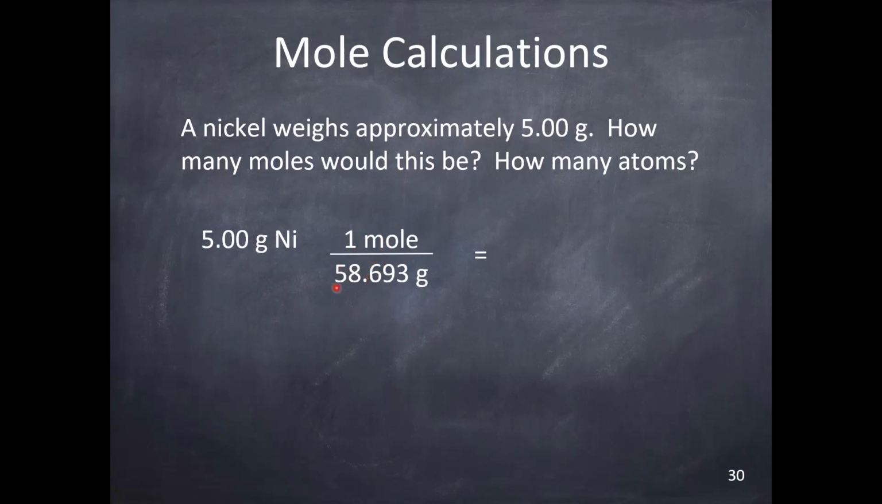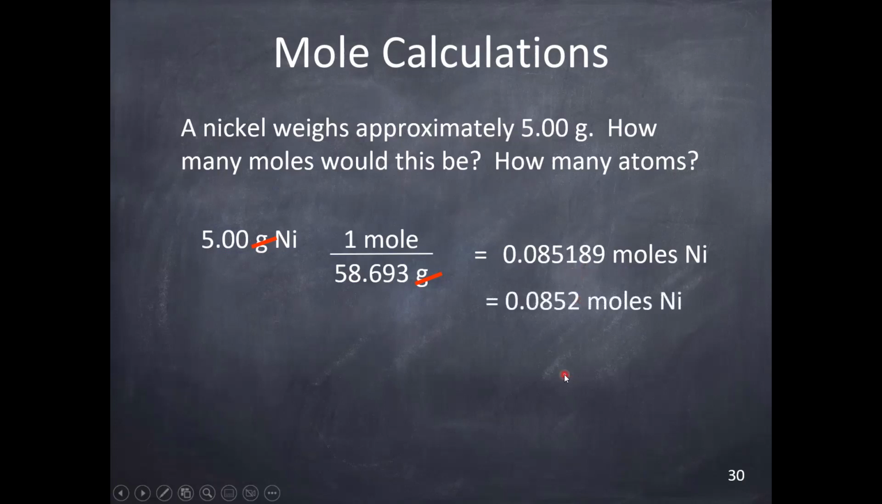So what this is saying is for every 58.693 grams of nickel, we have 1 mole of that substance. So when we go through and actually do the calculations, grams is going to cancel. And that's why we'll be left with the moles. But if we're thinking about the significant figures, we've got 3 sig figs in our initial mass. So we should only have 3 sig figs in our final answer. So we're going to round this 1 up to a 2. So 0.0852 moles of nickel.